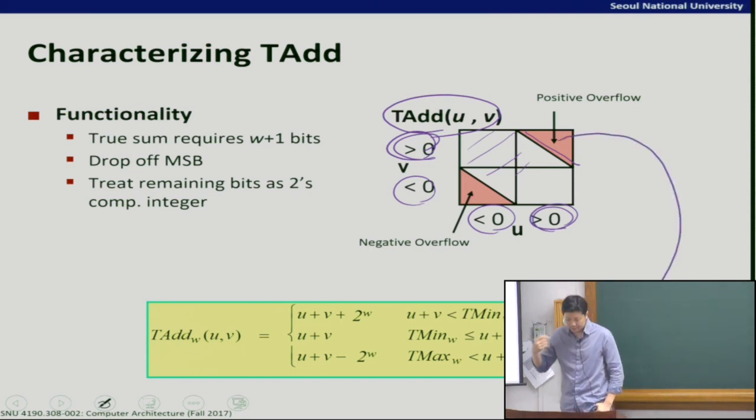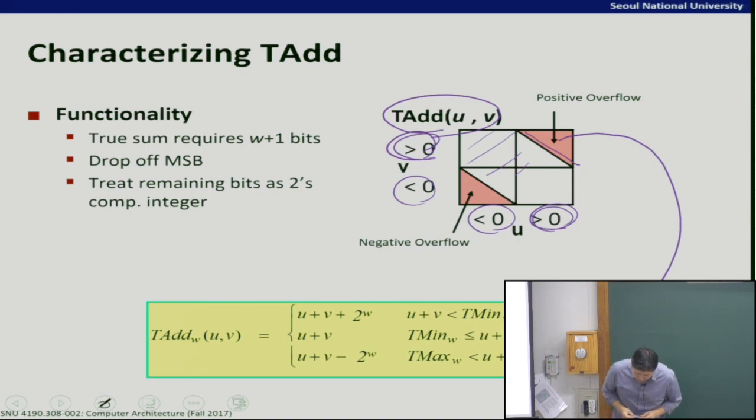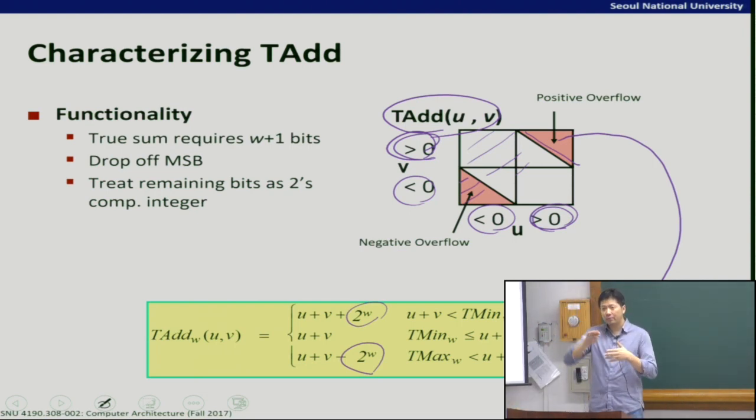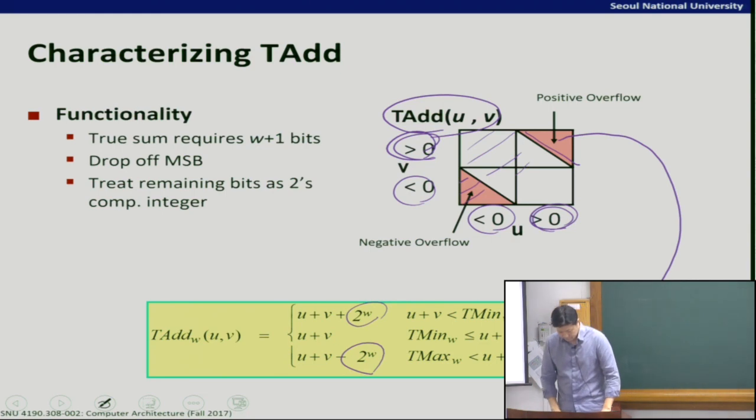So in signed add, if u plus v is greater than t-max, then it wraps around and becomes the most negative number. So you take off this 2 to the power of w from the result. And likewise, if you add two negative numbers, then we may have negative overflow, so we have to add this 2 to the power of w to make it the most positive number. It's a wraparound, right? So that's what this figure shows.